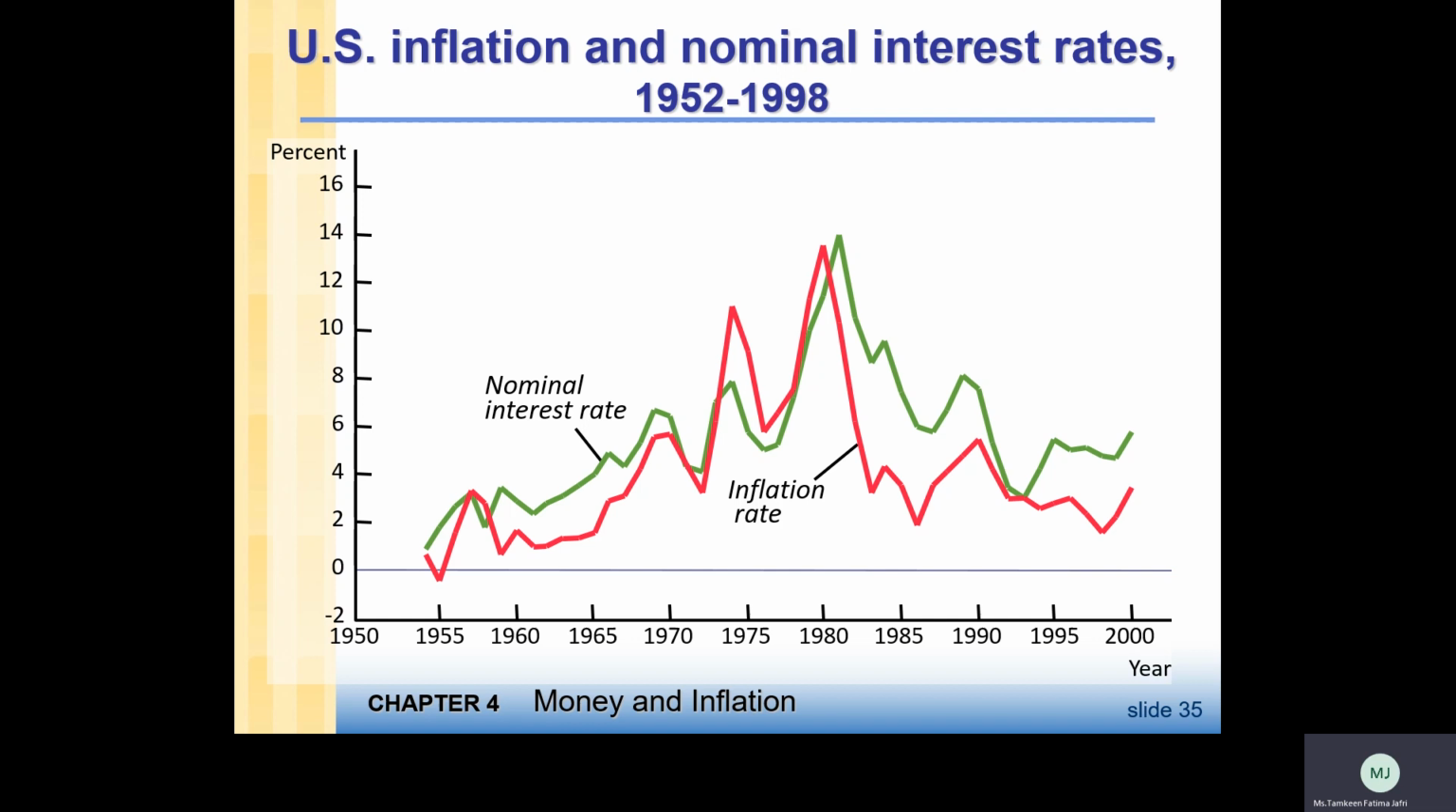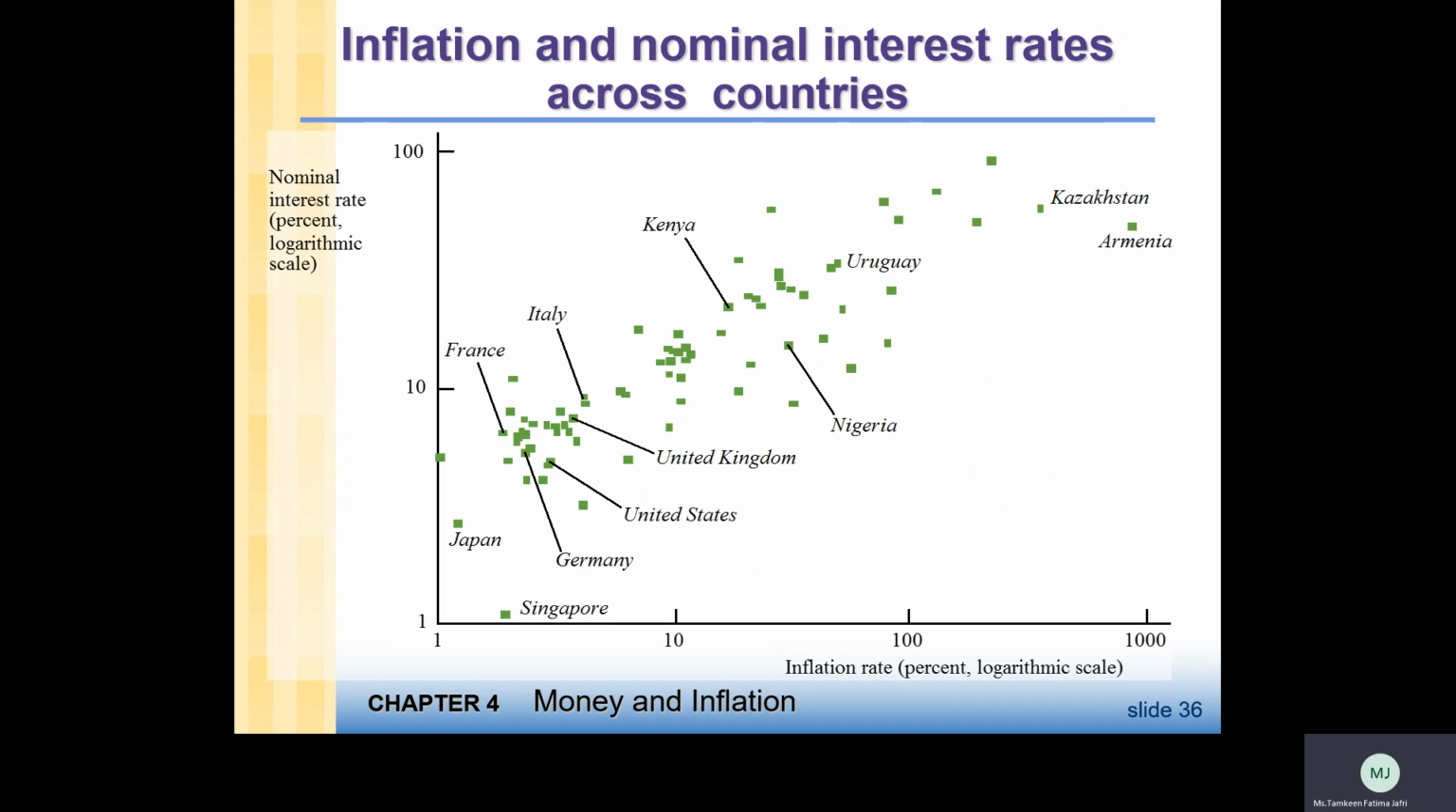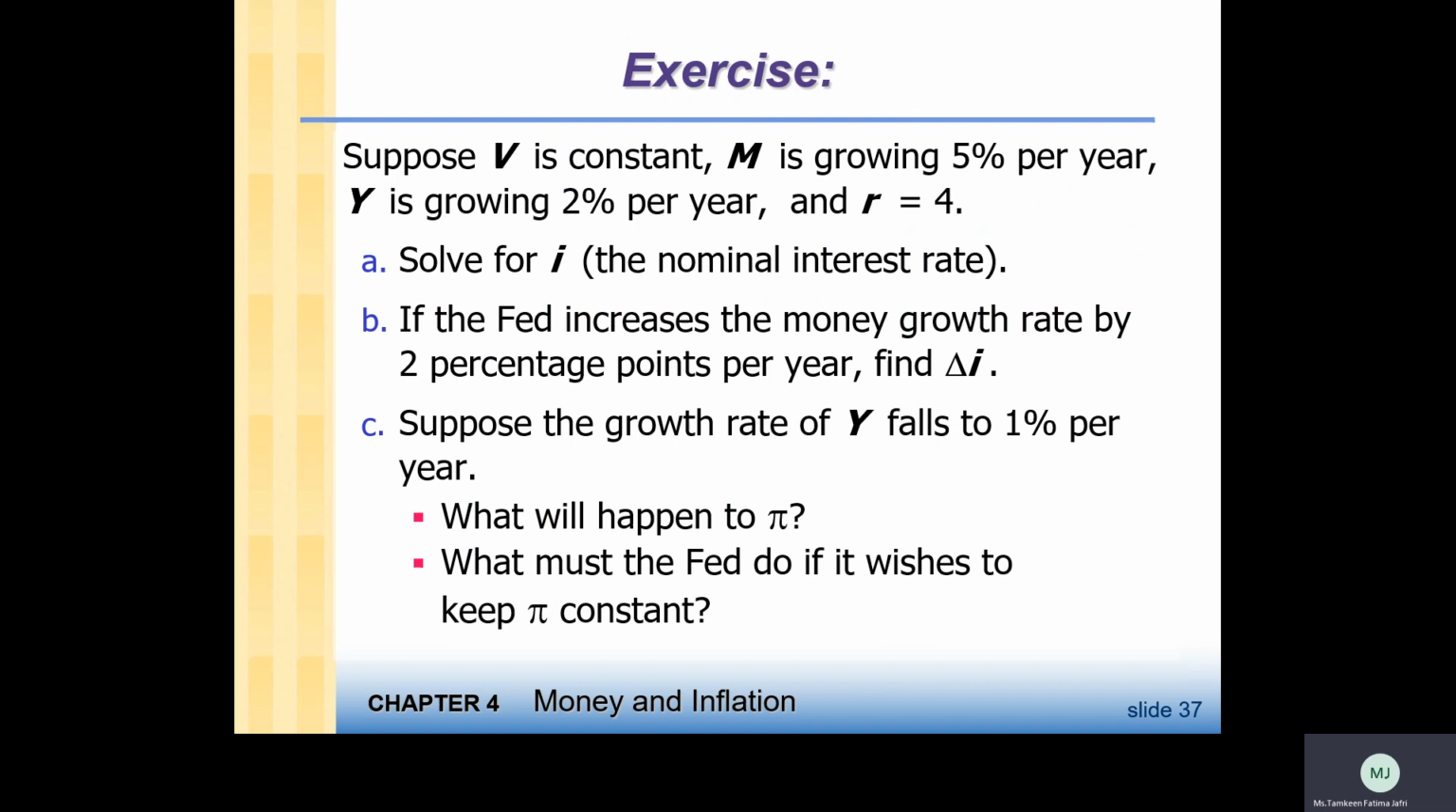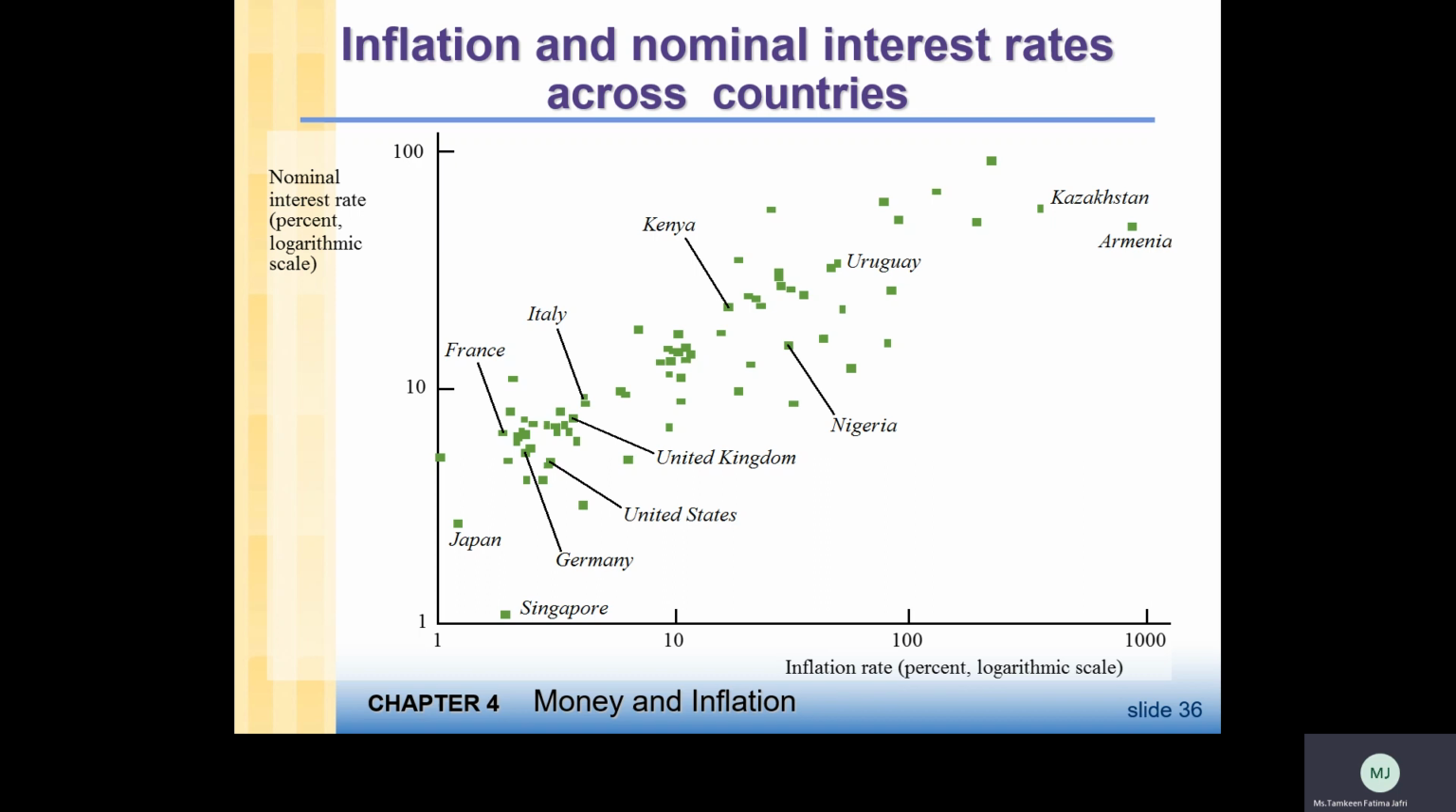Another support for it is visible through this diagram, where we have plotted data for many countries. This basically shows the relationship between inflation and the nominal interest rate. On the x-axis we have inflation and on the y-axis we have the nominal interest rate. What you see here is that countries which have a higher inflation level, for example Kazakhstan and Armenia, also have a higher nominal interest rate, and similarly countries that have lower inflation rates, such as Singapore and Japan, also have lower nominal interest rates. So the Fisher equation is telling us that if inflation is lower, the nominal interest rate will be lower, and if inflation is higher, the nominal interest rate will be higher. So that's basically your Fisher equation.